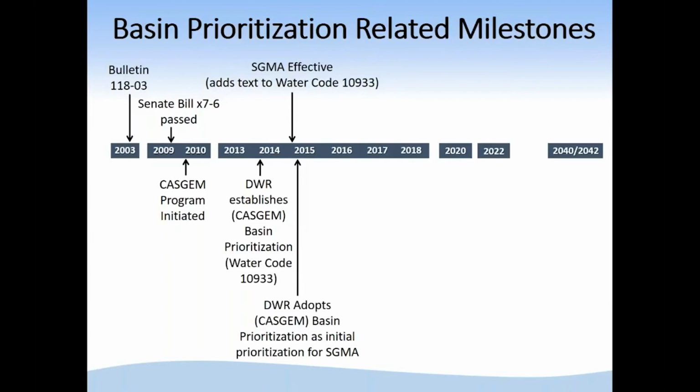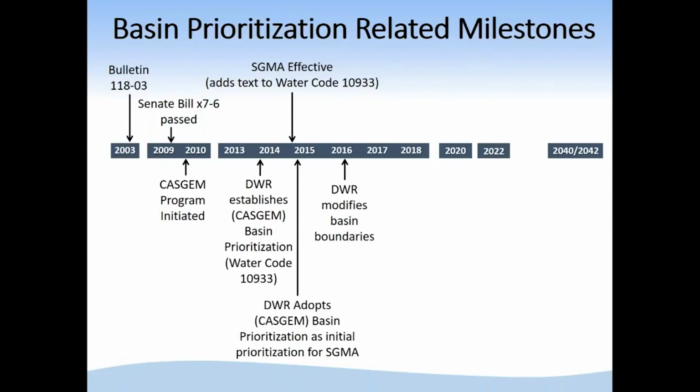In addition, SGMA required that DWR identify prioritization of basins by January 31st, 2015 for initial determination of which basins are required to form groundwater sustainability agencies and groundwater sustainability plans. At that time, DWR adopted the SGMA 2014 prioritization as the initial prioritization for that purpose.